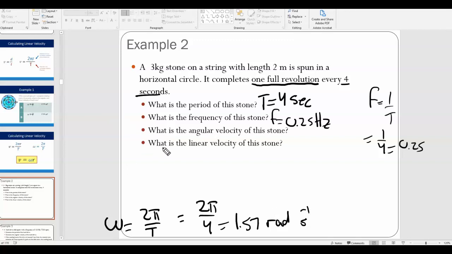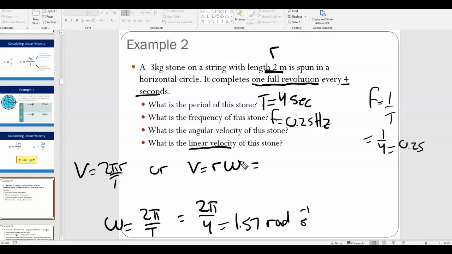And then the last question asks us, what is the linear velocity of the stone? At this point, either we could use this equation, or we can use this equation because we already have the radius and we have omega, because we're told that the string is 2 meters long, which means the radius is 2 meters. And I think this one might be easier to use. Either way you get the same answer.